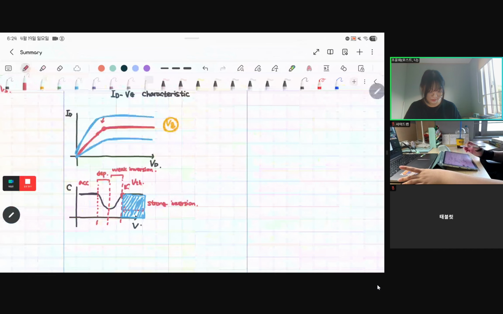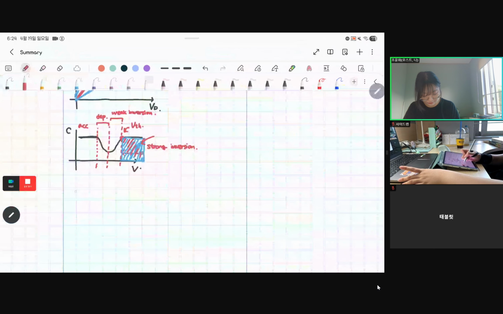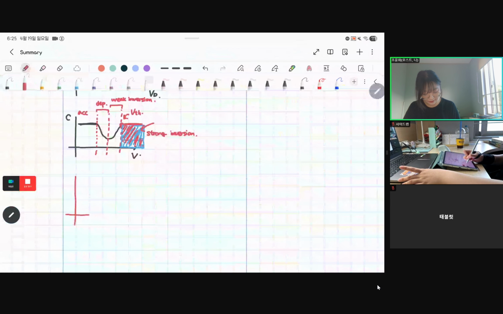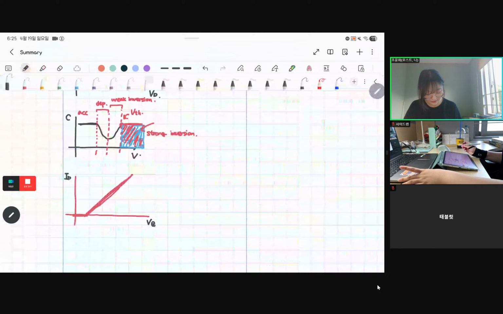When we integrate this part, we can draw this part as a constant, so if we integrate this part, we can draw it like this constant function. So we can draw the ID-VG characteristic like this.